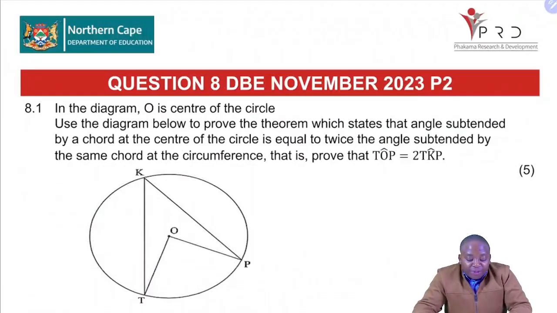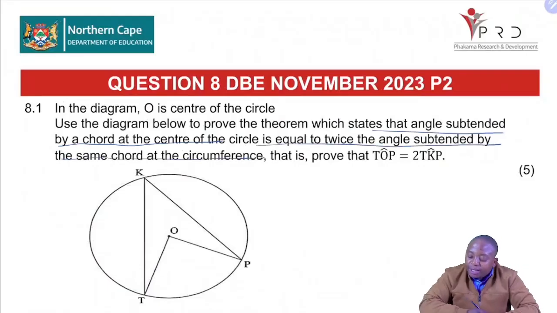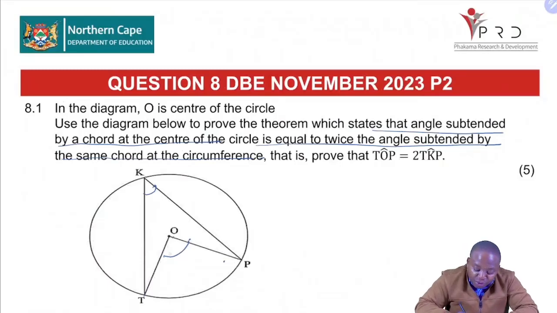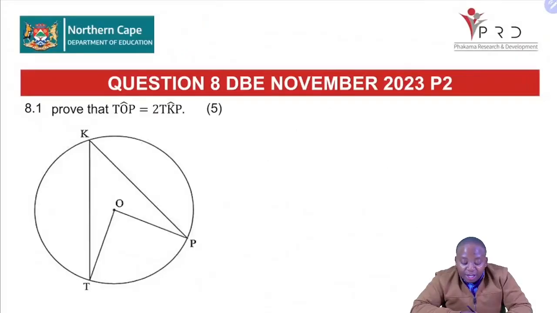Right. Now, grade 12, let us look at the solutions to 8.1. It says, in the diagram, O is the center of the circle. Use the diagram to prove the theorem that says the angle subtended by the chord at the center of the circle is equal to twice the angle subtended by the same chord at the circumference. So we need to prove that TOP is equal to 2TKP. So this is 2 times TKP. Then how do we do it?